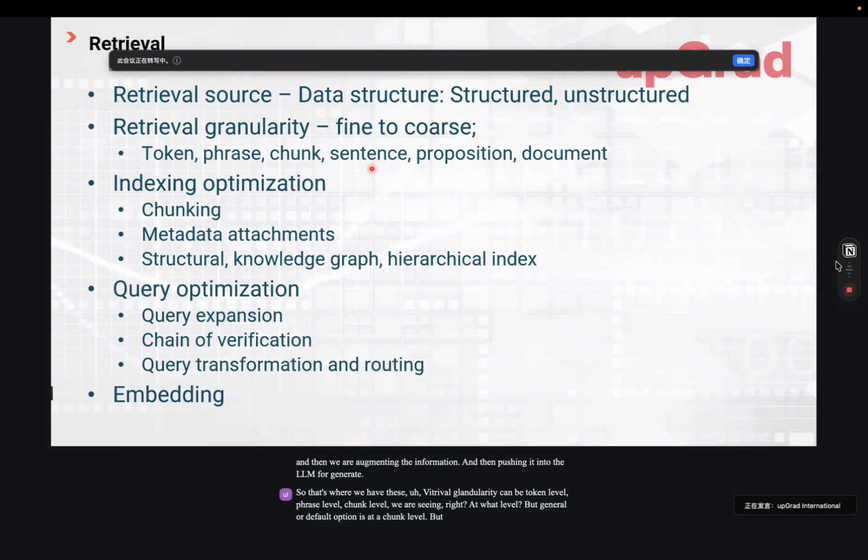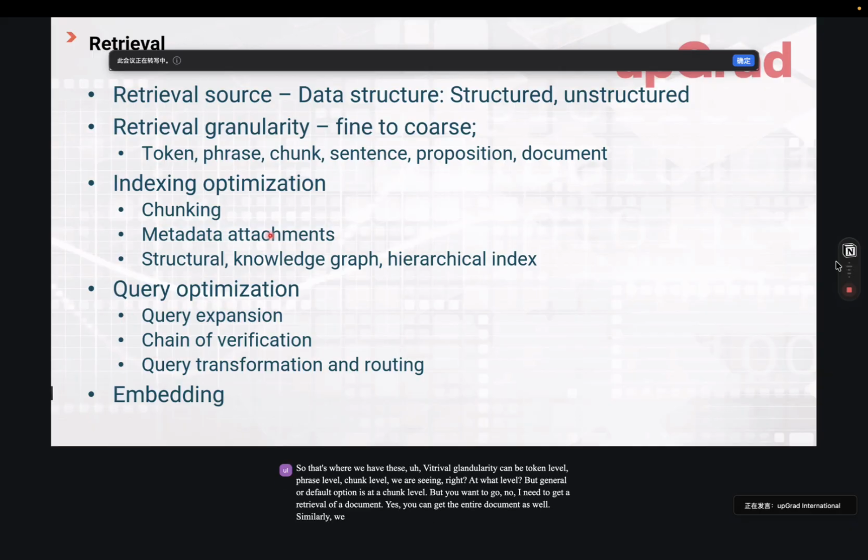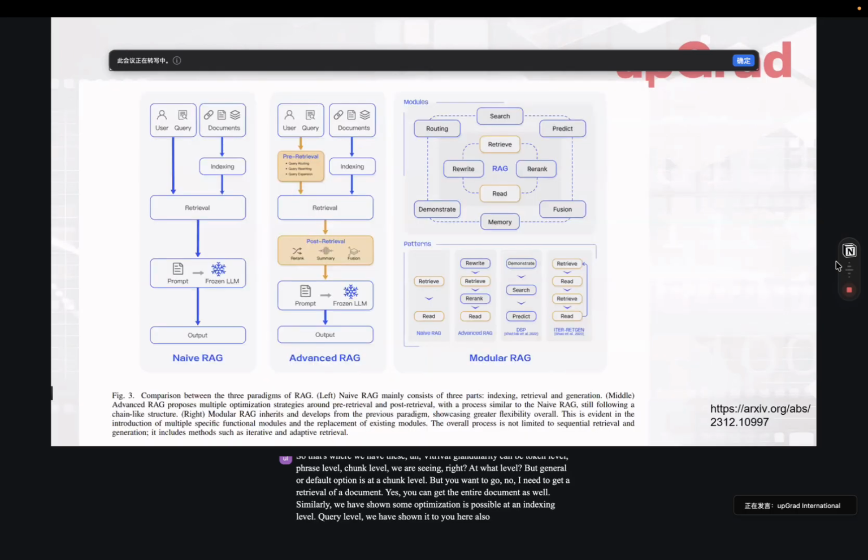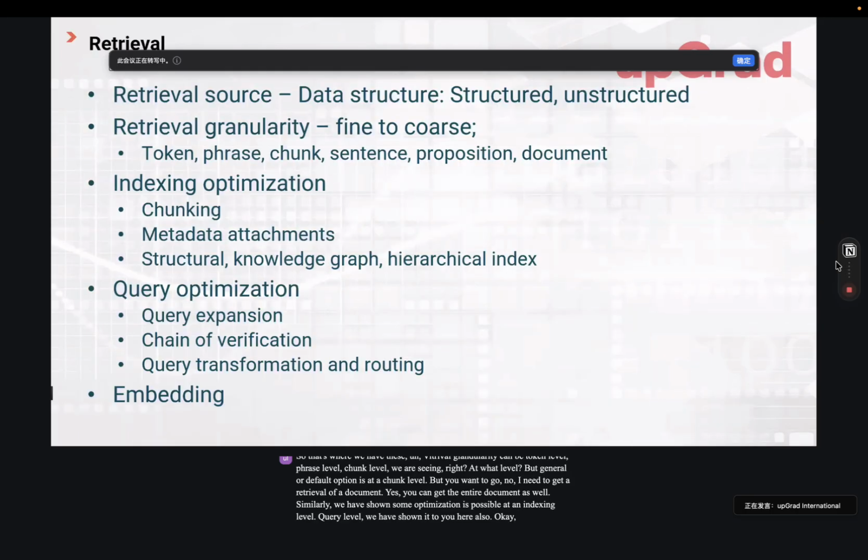But if you want, you can say, no, I need to retrieve a document. Yes, you can get the entire document as well. Similarly, we have shown that some optimization is possible at the indexing level and query level. We have shown it to you here also. Similarly, if you go to the embedding, then the last one comes here: how you are augmenting it, in an iterative fashion, in a recursive fashion, in an adaptive fashion.